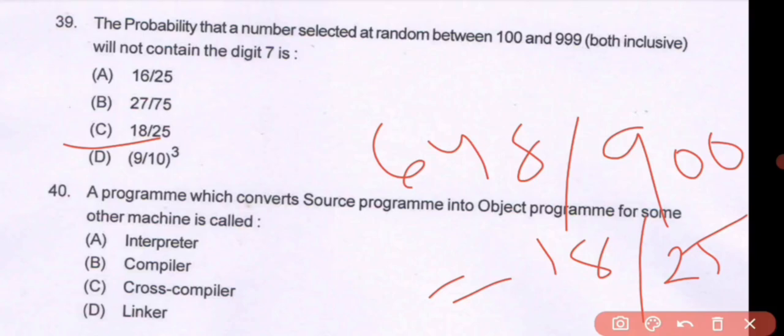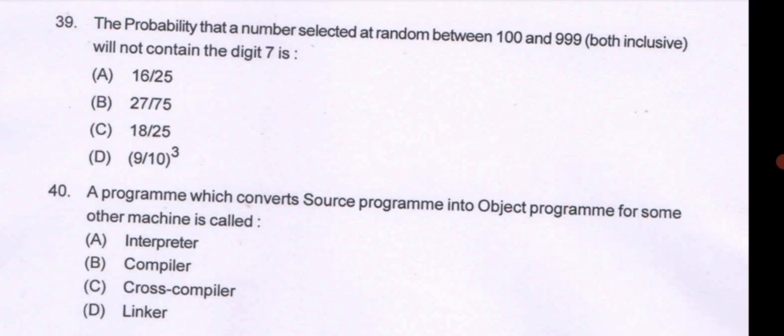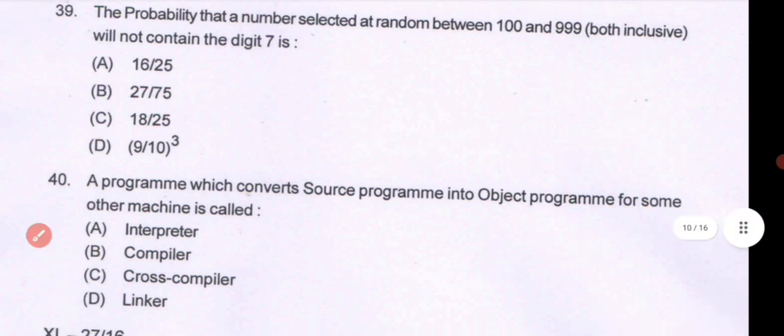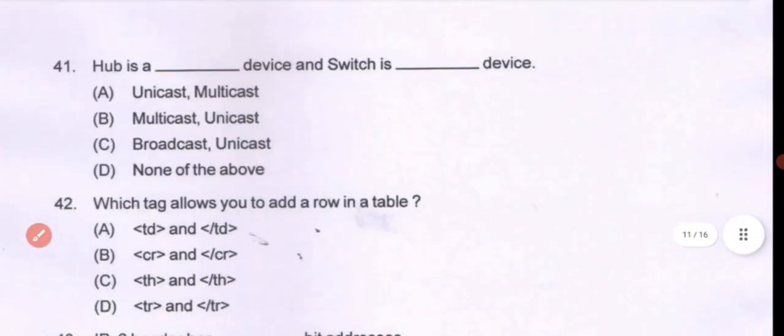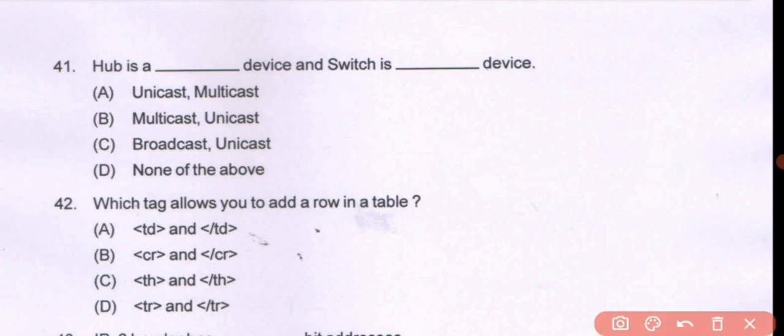Question number 40. A program which converts source program into object program of some other machine is called option C, cross compiler. Question number 41. Hub is a dash device and switch is a dash device. Option B, multicast and unicast.